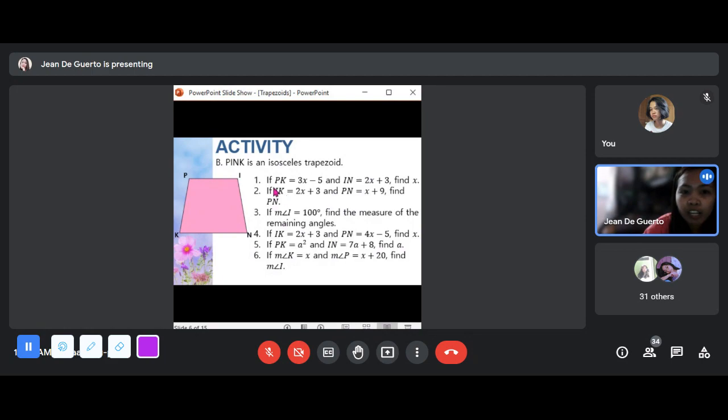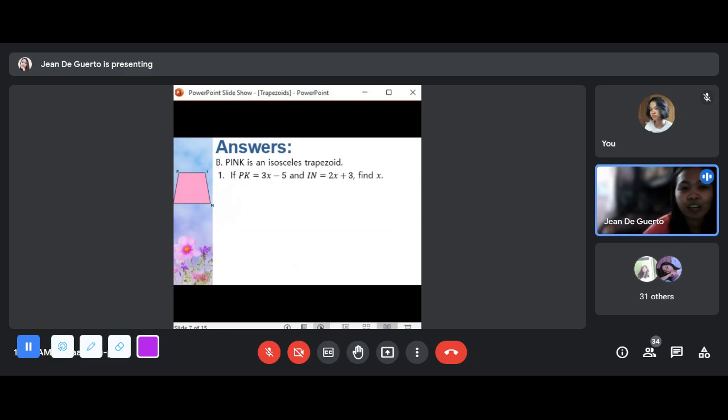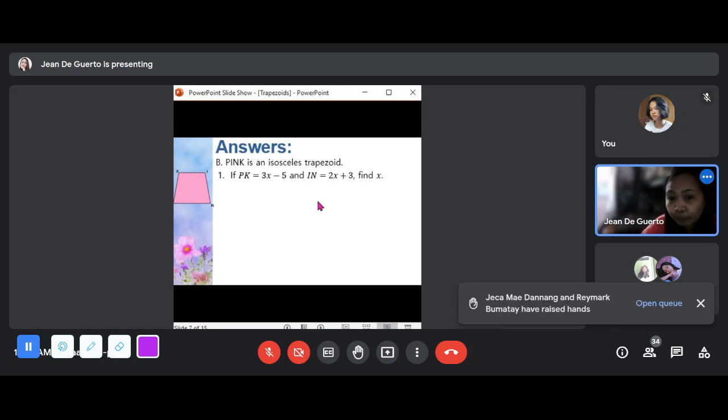So, we have 6 questions there. Let us have the first one. If PK is equal to 3x minus 5 and IN is 2x plus 3, find x. Okay? So, first, let us identify which part of the trapezoid PK and IN are. So, what part of the trapezoid are PK and IN? They are?